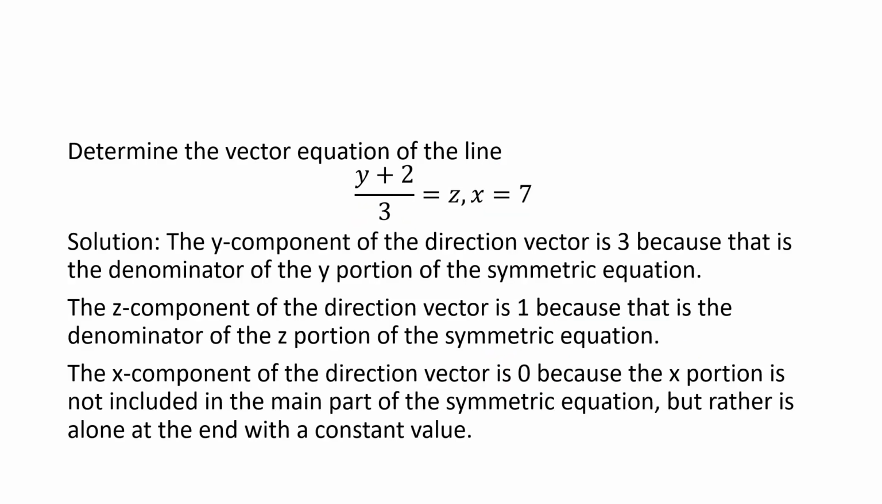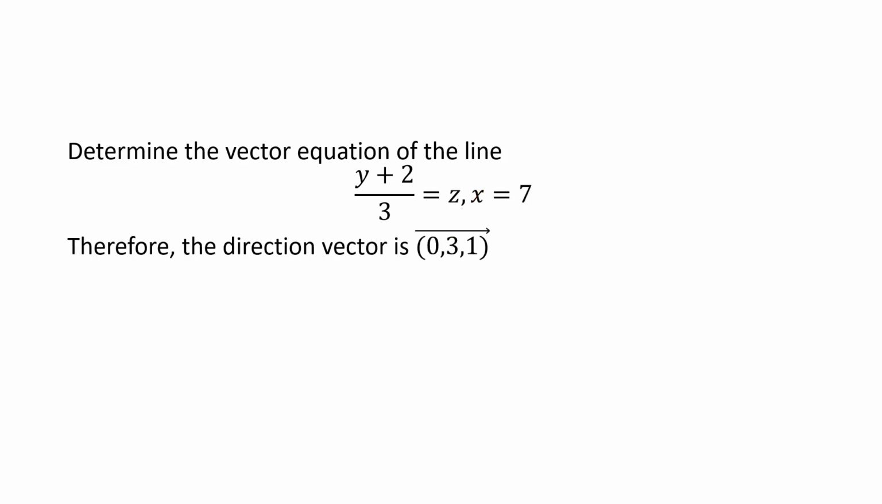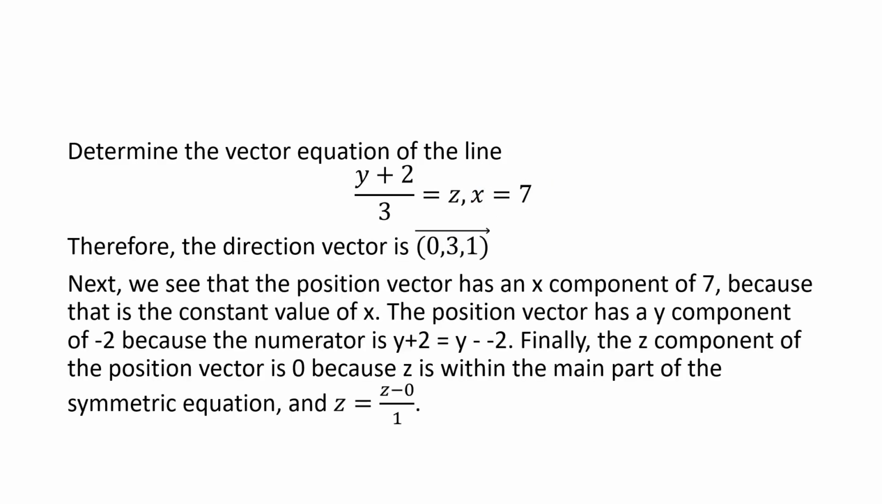And so this is a description of it all typed out, perhaps neater than we just did. The y component of the direction vector is 3 because that's the denominator of the y portion of the symmetric equation. The z component of the direction vector is 1 because that's the denominator of that part. You can just see it'd be z over 1. And the x component is 0 because the x portion is not included in the main part of the symmetric equation, but rather is alone at the end with a constant value of 7. So we see the direction vector to be 0, 3, 1.